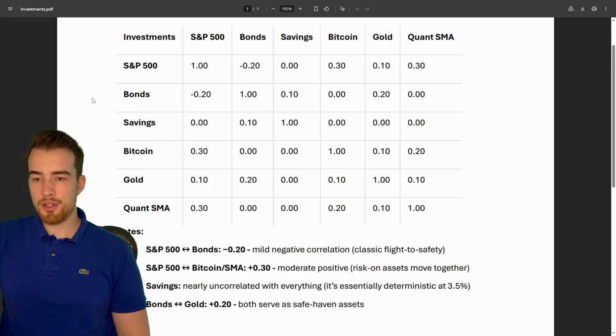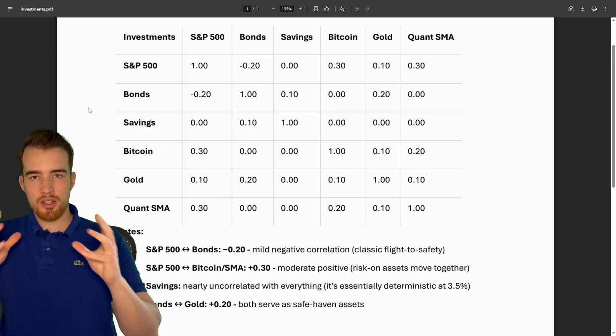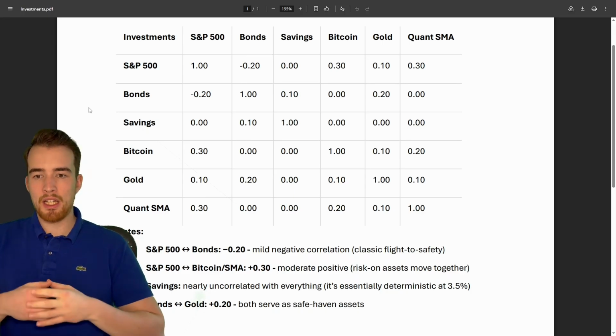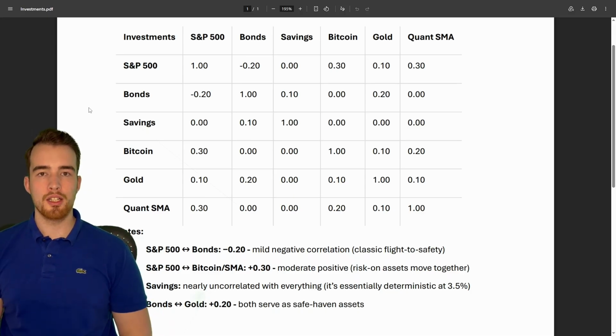Similarly, with the S&P 500 and Bitcoin, for example, and same with quant trading, is what you could describe as a risk-on sentiment. If there's general positive market sentiment of investing in riskier assets, for example, I guess tech stocks, then they might also invest in Bitcoin or quant trading.